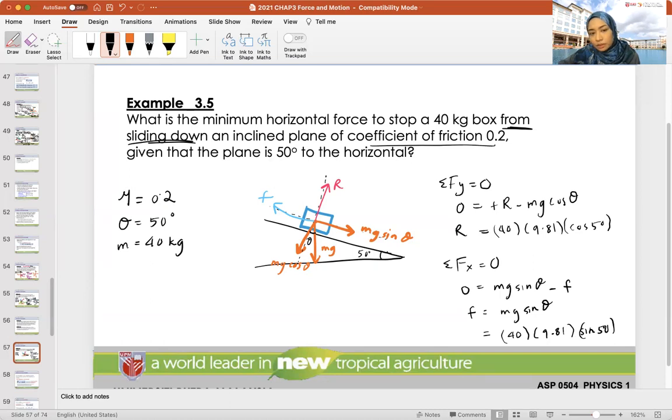Wait, what is the minimum horizontal force? To stop. Okay, so sekarang ni F adalah 40. It shouldn't be. Kejap. F is equal to mu R. Okay, kita abaikan ni dulu. It needs to be 0, but I think we will have a force here. Yang kita tak masuk lagi sebenarnya. Okay, tak apa. I'm just going to introduce to you guys.